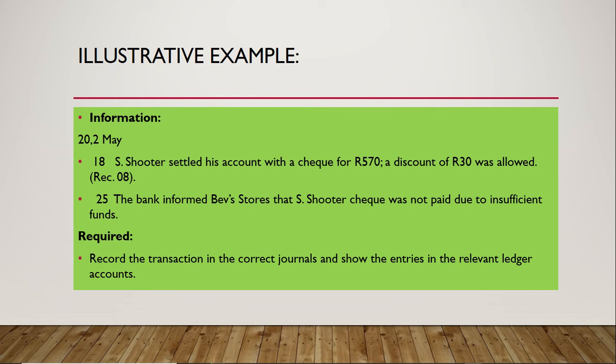On the 25th of May, the bank informed Bev's Stores that S Shooter's check was not paid due to insufficient funds. So basically, we need to reverse that check, and I just specified, guys, when we reverse the check, the 570 will be recorded in the CPJ. However, the 30 rand discount that we initially allowed will be recorded in the general journal. Okay, let's quickly go through it.